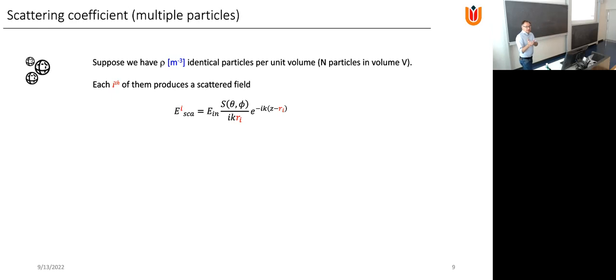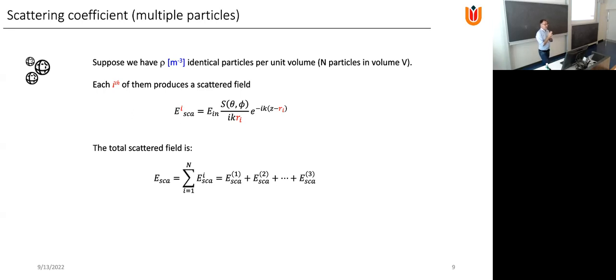So that was the single particle. Now let's suppose that we have more than one particle. We have n particles in a volume V, so that the number density is given by rho, particles per unit volume. Each of these particles will produce a scattered field when illuminated, and if the particles are all identical, then the scattered fields will be identical, apart from the fact that the particles are at different positions. So r is the distance from particle i to the detector, so that can change.